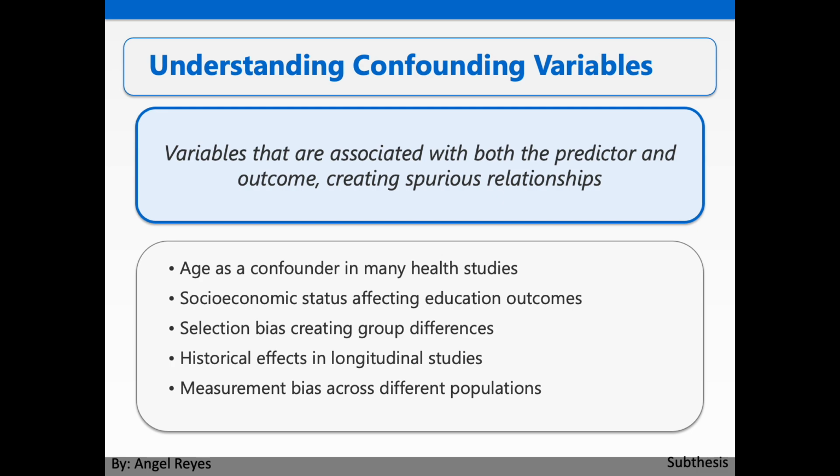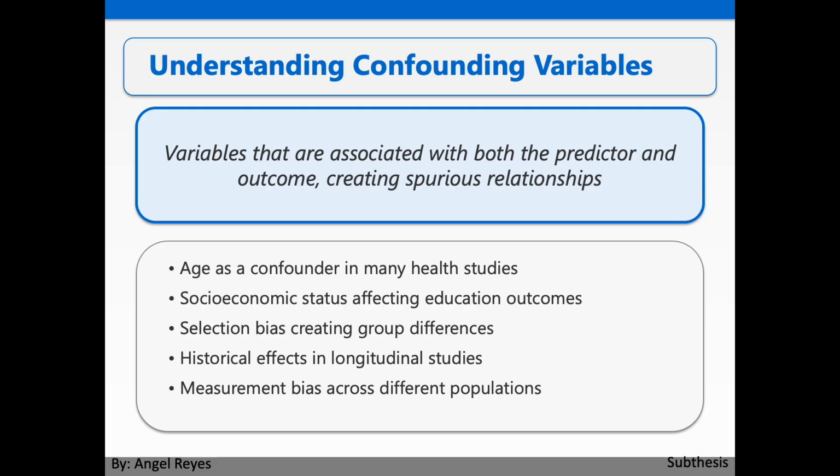If we find that people who take vitamins are healthier, it might be because people who take vitamins are also younger, and younger people are healthier for reasons unrelated to vitamin use. Socioeconomic status affects education outcomes, but it also affects many other variables: access to resources, family stress, neighborhood characteristics, cultural capital. So, when we study educational interventions, we need to account for socioeconomic differences that might explain our results.